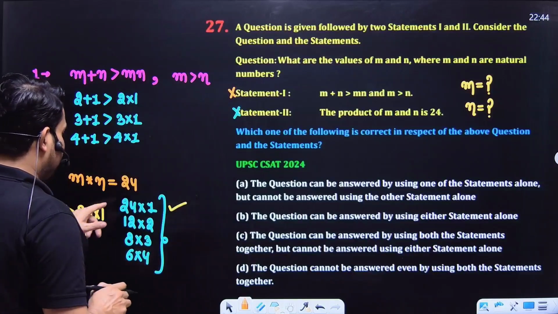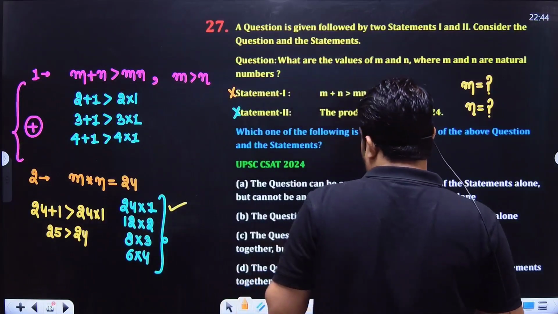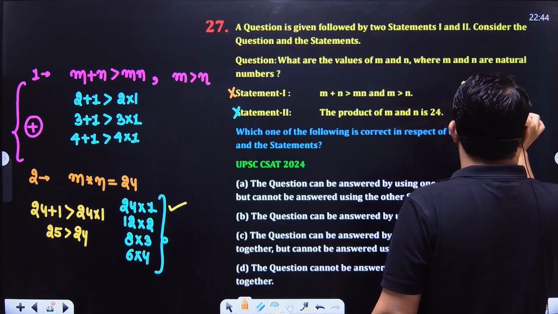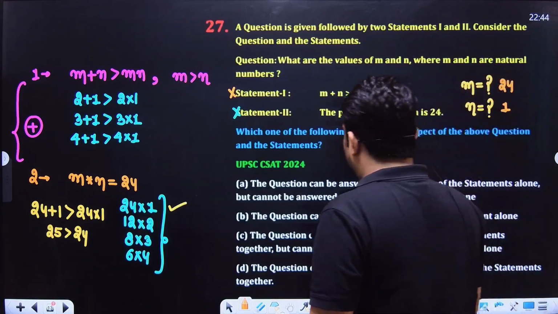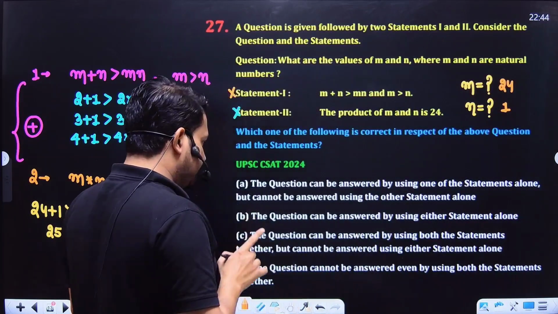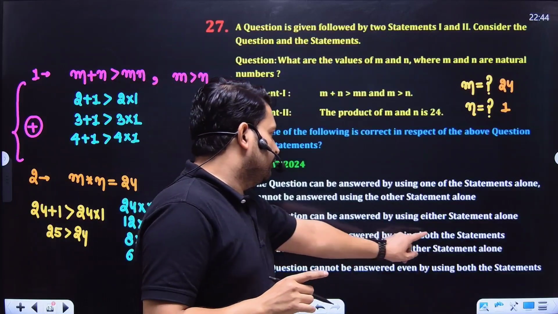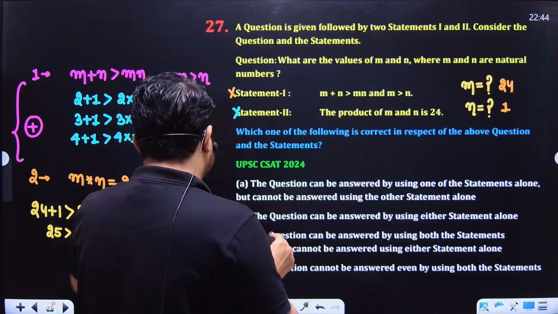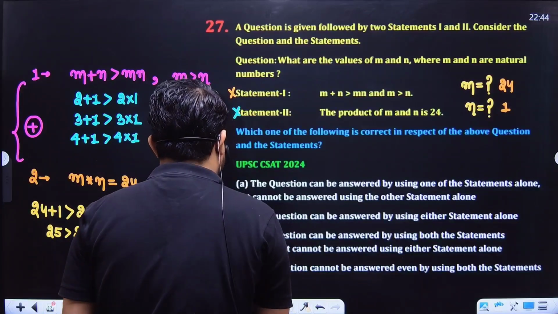So we have the exact values of m and n. M will be 24 and n will be 1. So the question can be answered using both the statements together, but cannot be answered using either statement alone. Option C is the correct answer. Next.